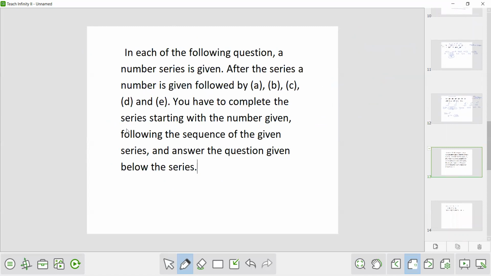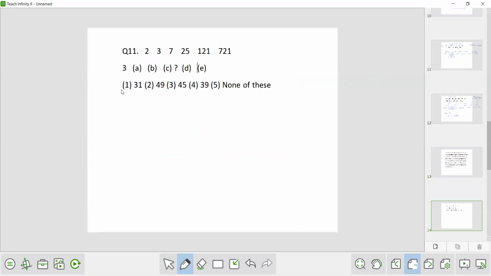Now the next question. Here, in each of the following questions, a number series is given. After the series, a number is given followed by A, B, C, D, and E. You have to complete the series starting with the number given, following the sequence of the given series, and answer the question given below the series. Okay, so question number 11. So here you have to analyze the logic in this series, and you have to apply the logic starting with the number 3 in this question.